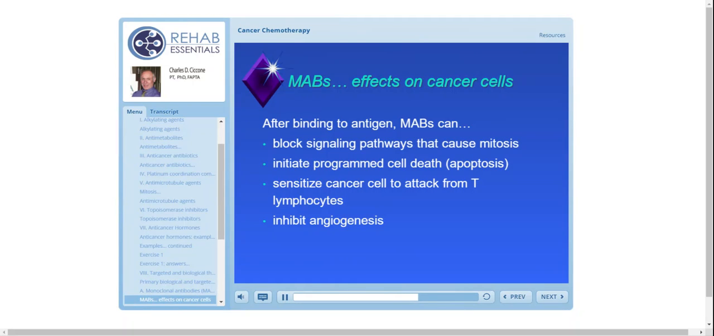And finally, they can inhibit angiogenesis. This is the formation of new blood vessels. A growing tumor has a great need for nutrients and oxygen and will form its own blood supply. If you inhibit that, it can actually shrink the tumor. So once again, these are just some of the ways that this antibody can affect the growth of the cancer cell.